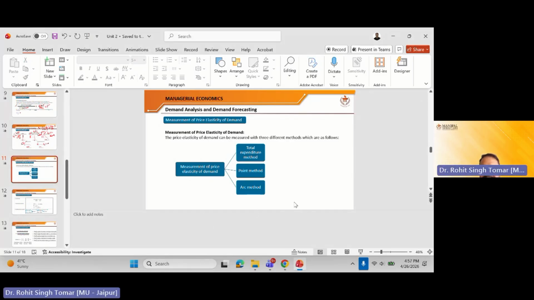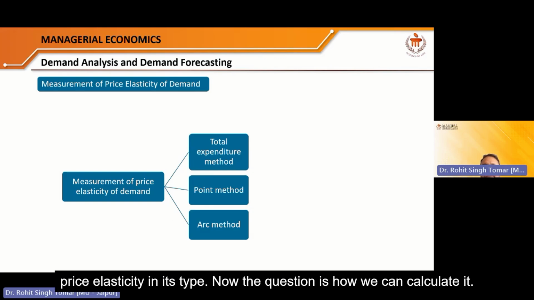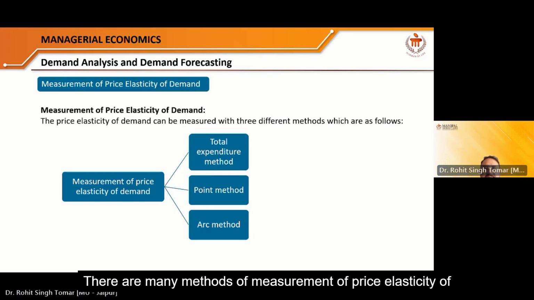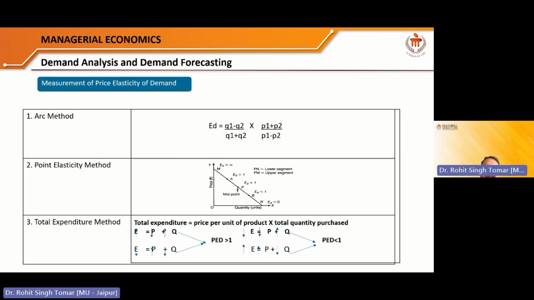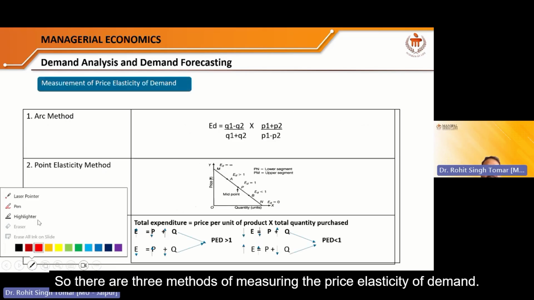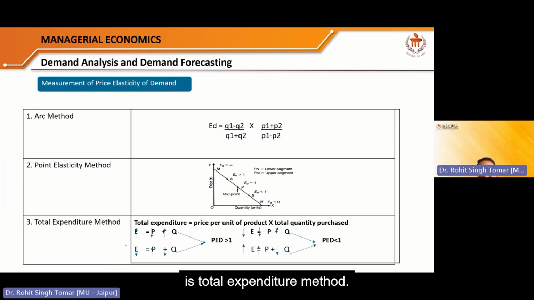Next, let's move ahead, my dear friends. So we have understood price elasticity in its right. Now the question is how we can calculate it. There are many methods of measurement of price elasticity of demand: arc method, point method, and total expenditure method. Let's understand these 3 methods one by one. First method, you can see the arc method. Second is point elasticity, and the third is the total expenditure method.